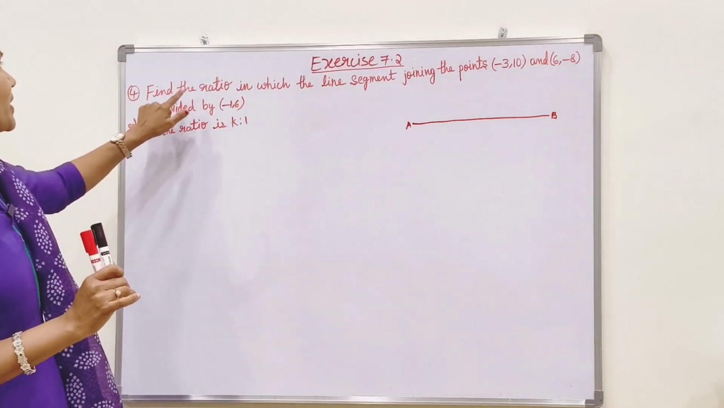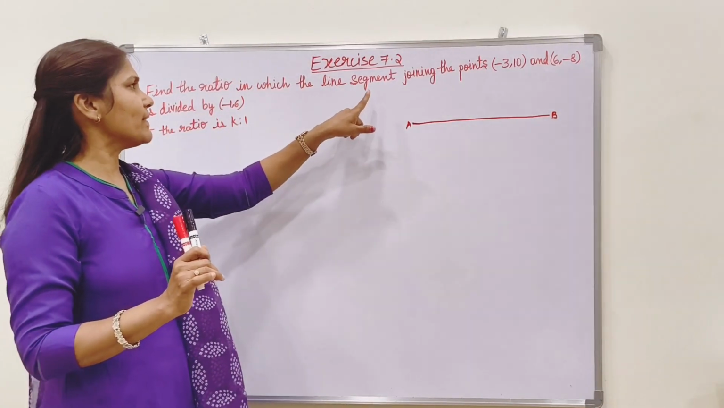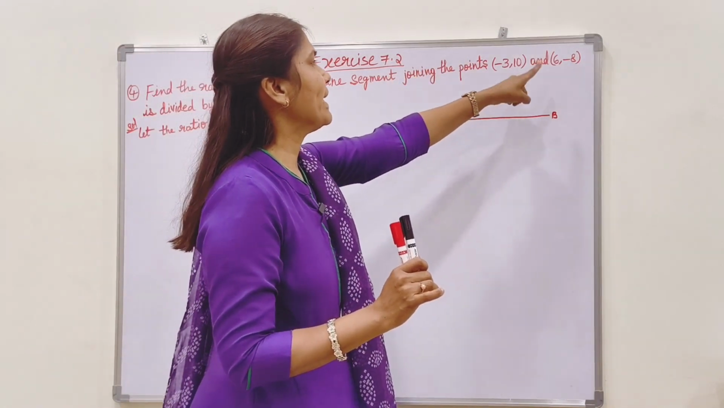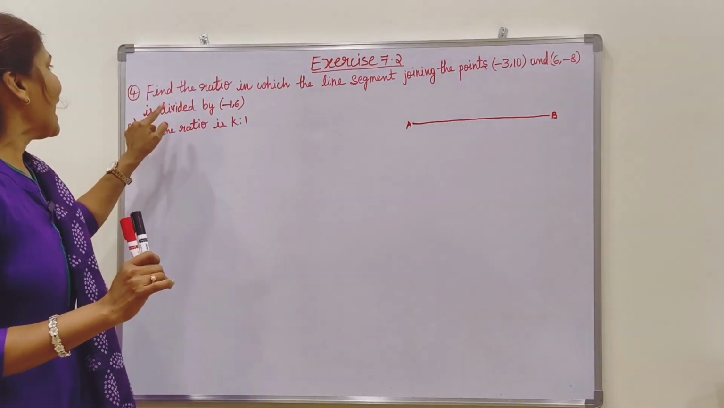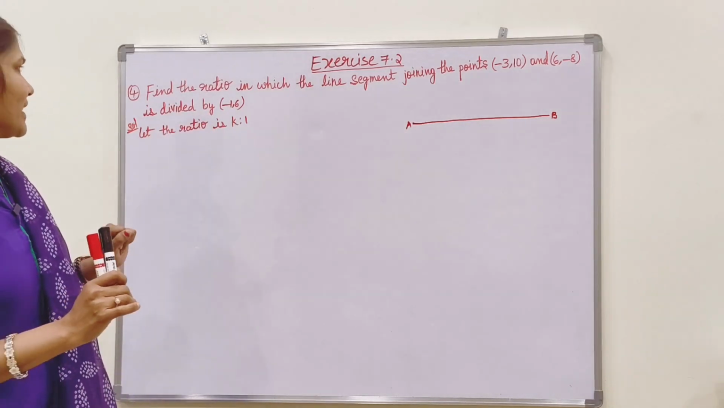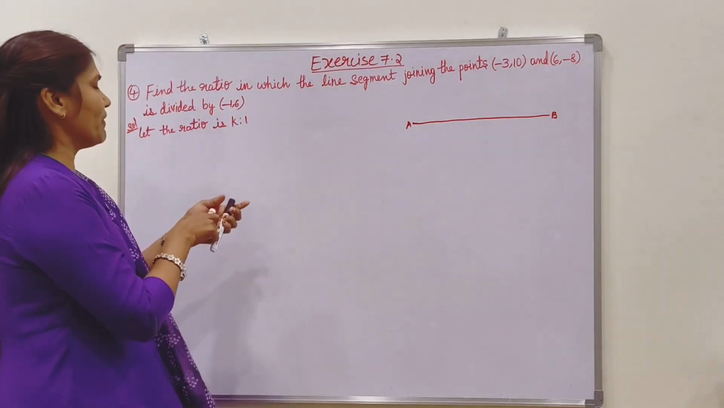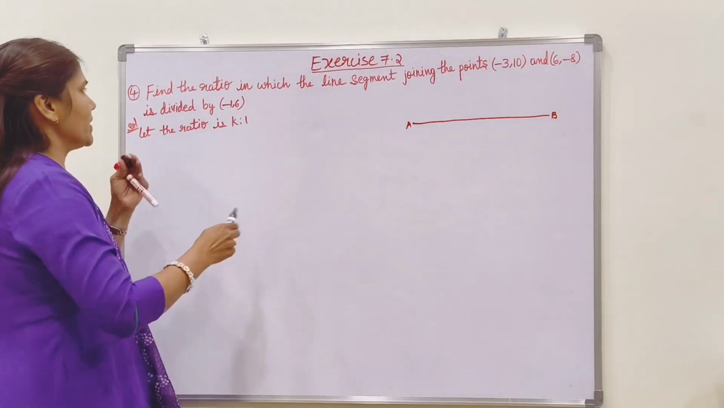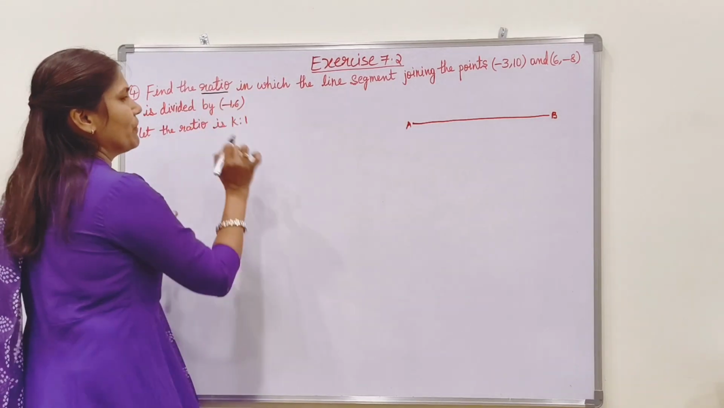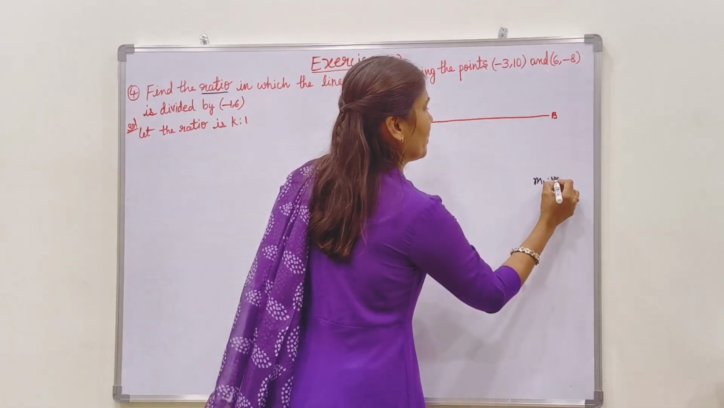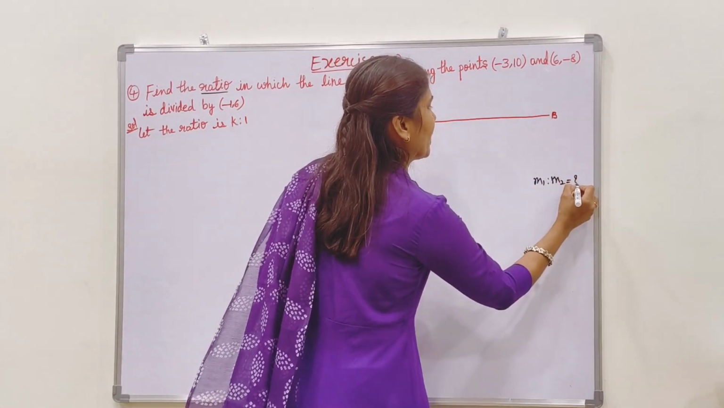See, what is the question? Find the ratio in which the line segment joining the points (-3, 10) and (6, -8) is divided by (-1, 6). We will find the ratio, that is, M1 is to M2.